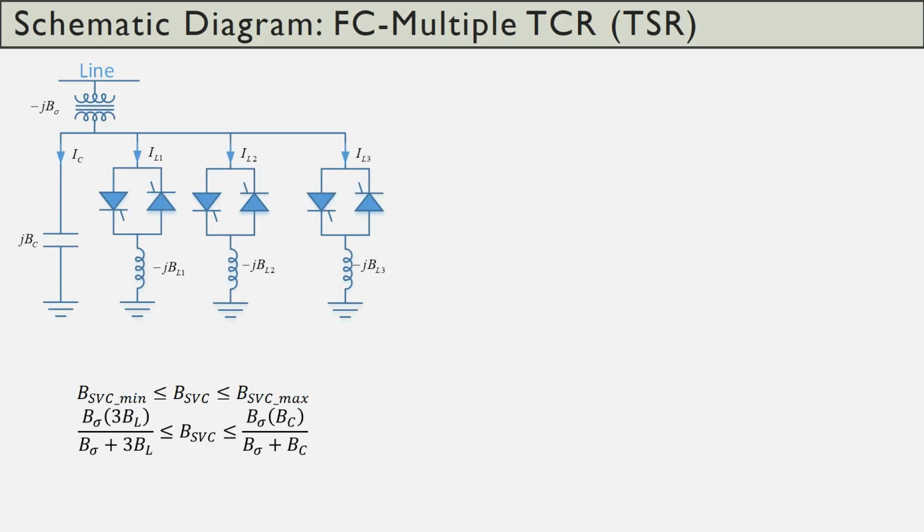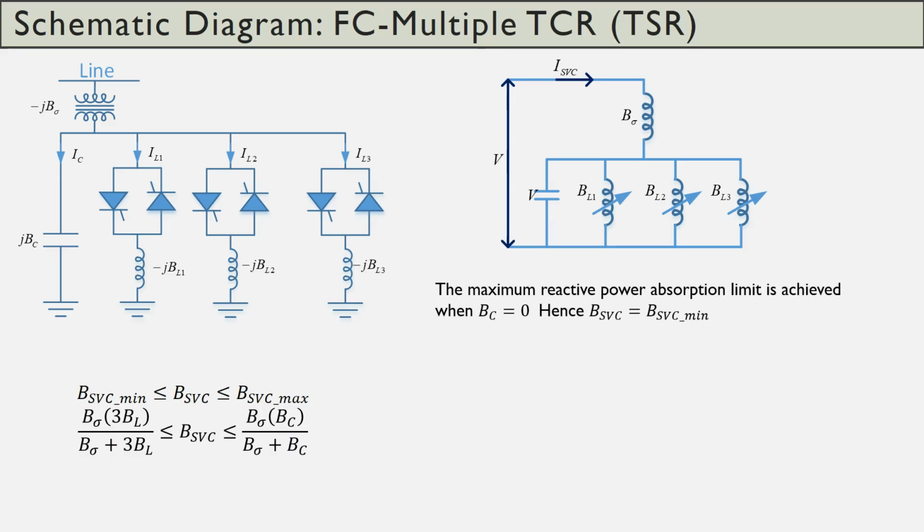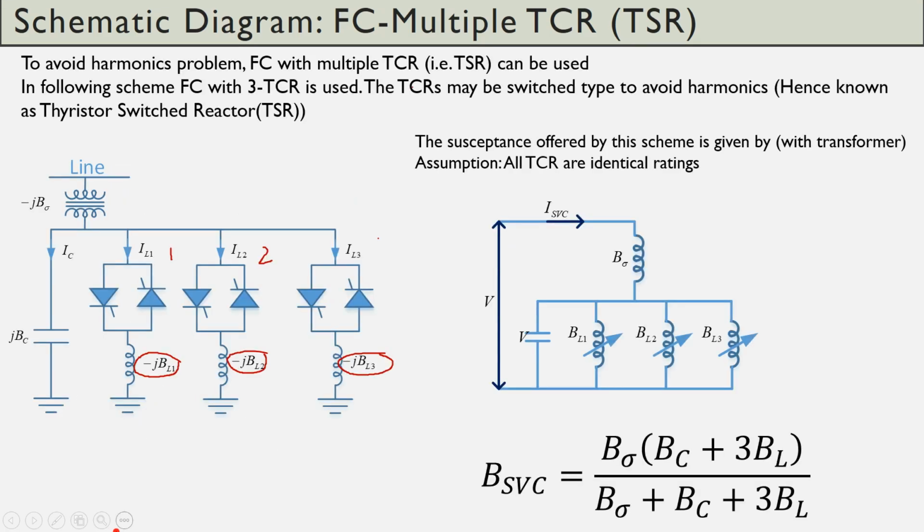So this is our transmission line. In this transmission line, this is the net equivalent diagram. Maximum reactive power is absorbed when BC is equal to 0. At BC equal to 0, the susceptance offered by the SVC is equal to SVC minimum. Hence, in the previous formula, if you substitute BC equal to 0, you will get the maximum absorption limit by the SVC.